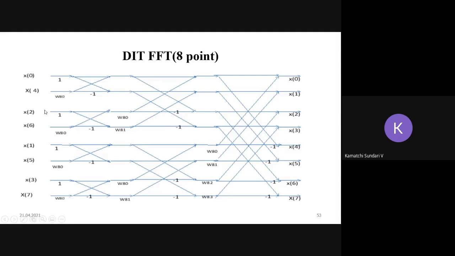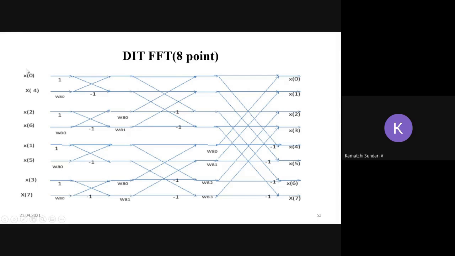And this is the general diagram for the DIT FFT. This diagram is for N equal to 8, an 8-point DIT FFT. So we have three stages in our diagram. In the first stage, two lines are clubbed together, in the second stage four lines, and in the third stage all 8 lines together.